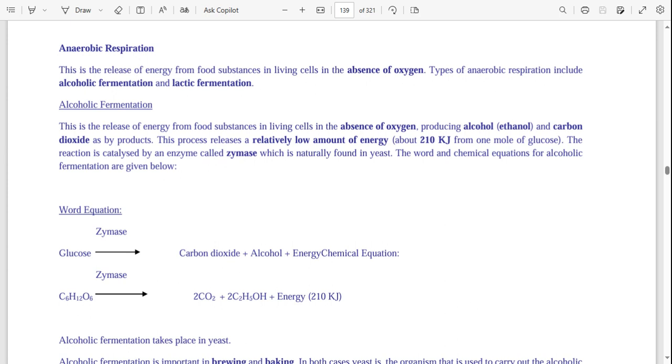But energy is little. The chemical equation is going to be this one: C6H12O6. This is glucose in the presence of zymase producing carbon dioxide plus the alcohol. Now this alcohol is ethanol. Ethanol has got two carbons, so that is C2H5OH. Let me just show how you tell that this is an alcohol.